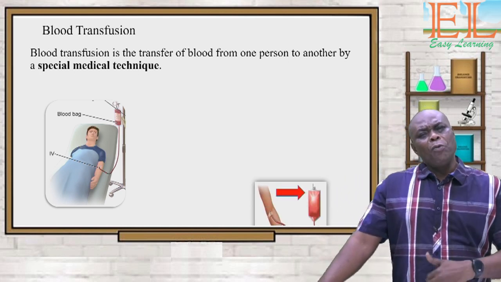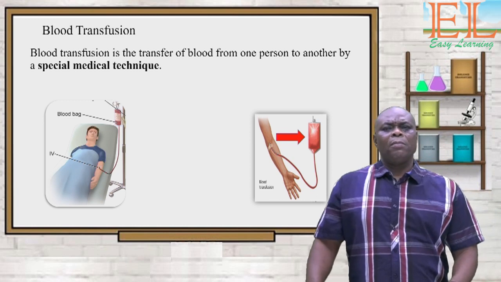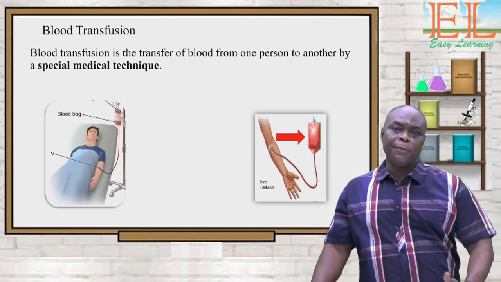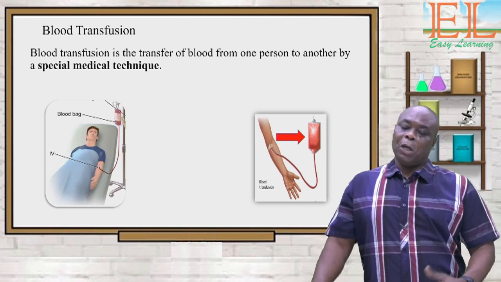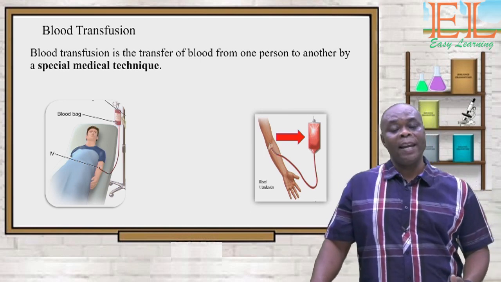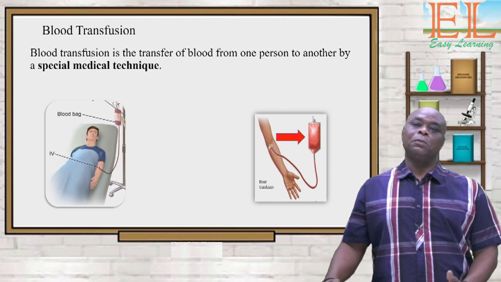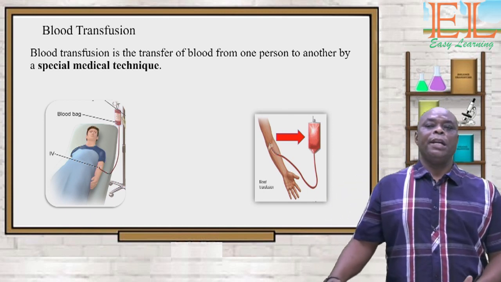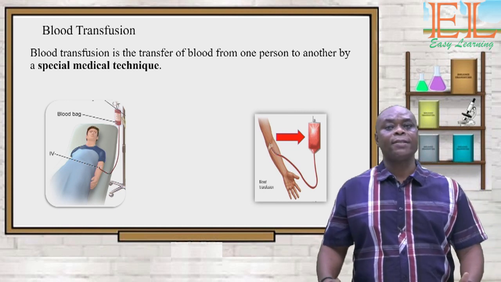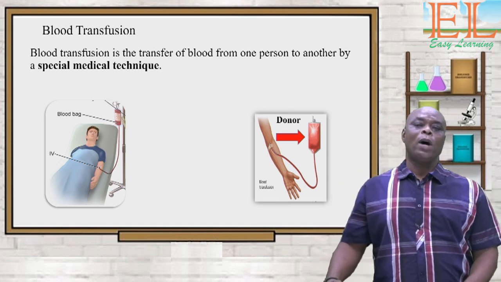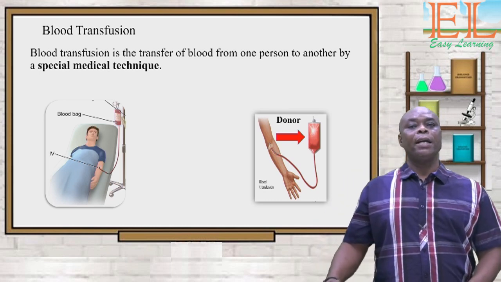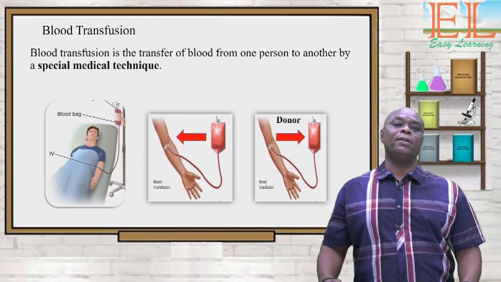Now, for a woman to give birth, the hospital will request blood from the family before birth, because she may lose a lot of blood and transfusion will be done. Now let's come back to transfusion. The person giving out the blood is known as the donor, whilst the one receiving the blood is known as the recipient.